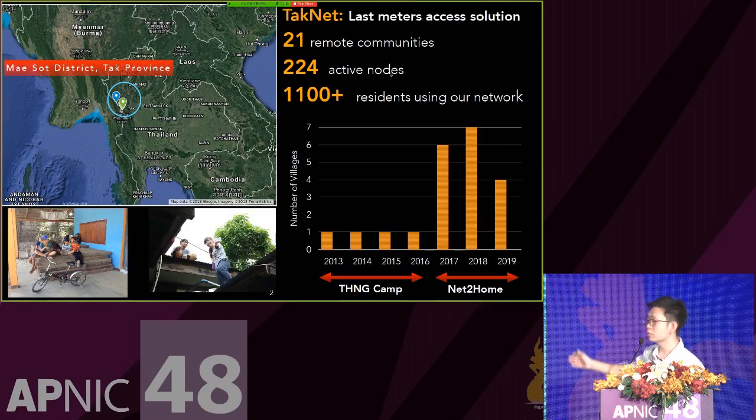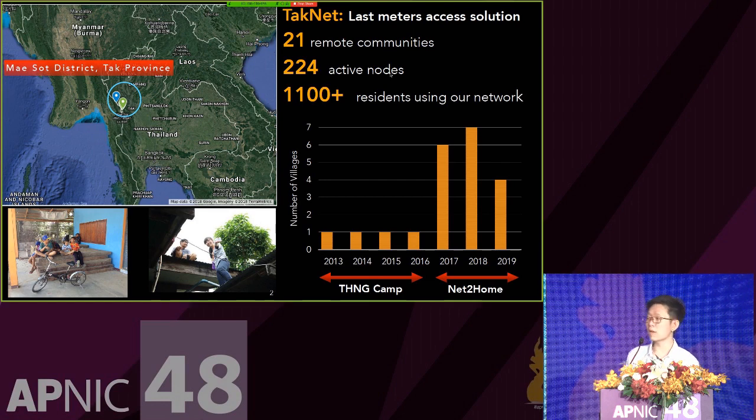Later on in 2017, the project was quite successful, and we decided to make it more sustainable. So we spun out the project into a social enterprise company called Net to Home. Since then, we try to engage with the local people. We train local engineers to help us with monitoring and deployment. So far, we have a good rate. In 2017, we deployed 6 villages, in 2018 we had 7, and this year we have about 4 up to now.